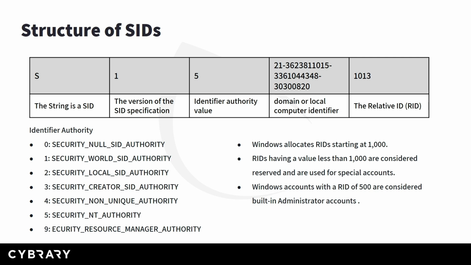Windows allocates RIDs starting at 1000. RIDs having a value less than 1000 are considered reserved and are used for special accounts. For example, all Windows accounts with a RID of 500 are considered built-in administrator accounts in their respective issuing authorities.